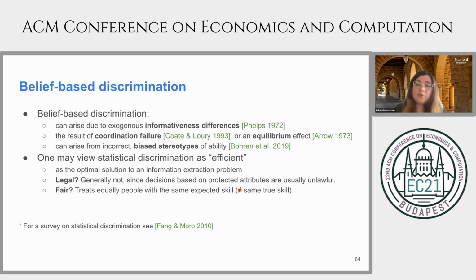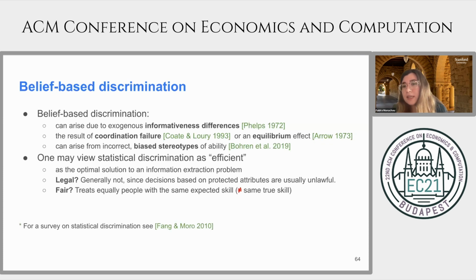And for statistical discrimination in particular, so Phelps' model, one may see this type of discrimination as efficient or rational. They may think, okay, it's fine because it is actually the optimal solution to an information extraction problem. So what's wrong with it? There are actually two problems. The first one is whether it's legal or not. Probably, we're not sure, but probably it's not legal because the decisions in this model are based on a protected attribute, the group of the worker, which is generally not legal in several cases.